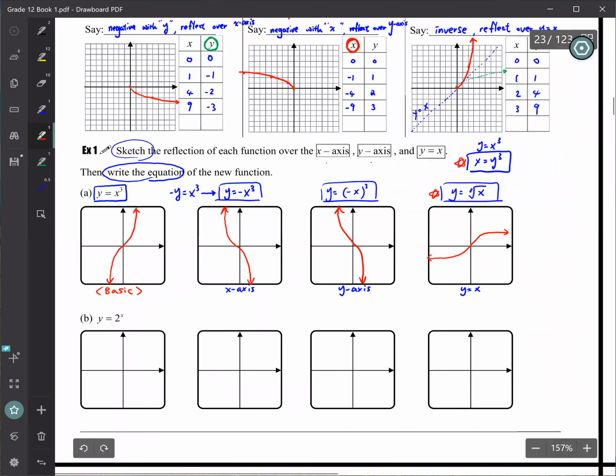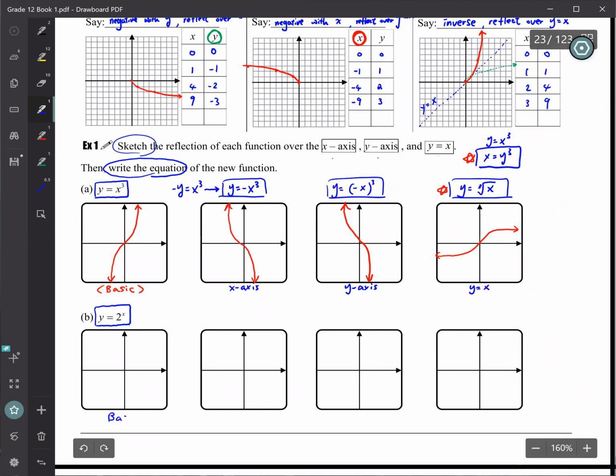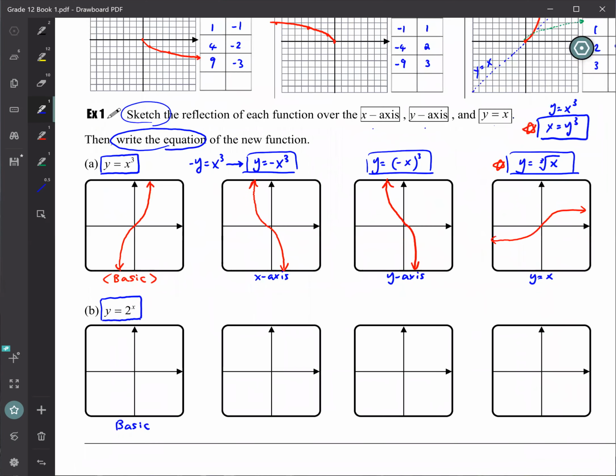Okay, so these are the 3 reflections that we could apply to cubic. Of course, we can also apply them to the exponential. So this is the second time now, so I guess you know what to do. Start with the graph for the basic, and then please graph the other three: x-axis, y-axis, and y equals x. And then get the equation for each one. Once you finish all four, please raise your hand. So this time all on your own now.